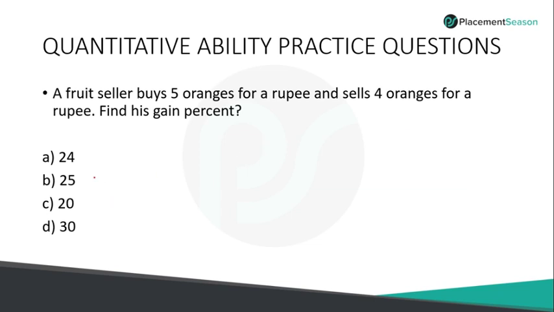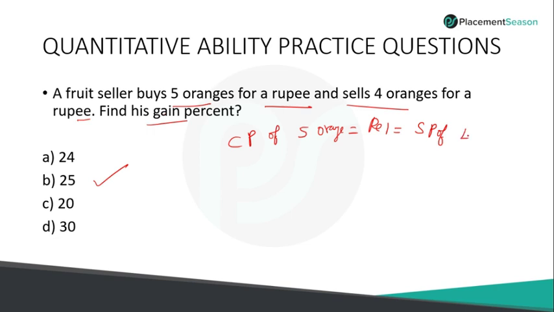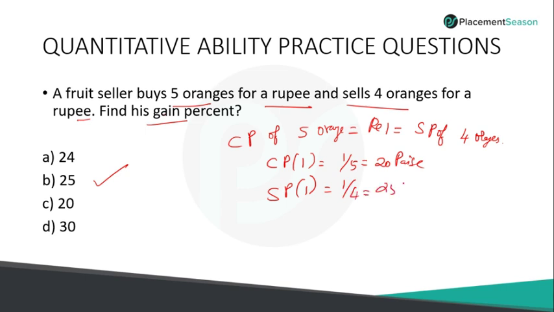Yes, the answer is 25%. Good. So now read the question very carefully. A fruit seller buys 5 oranges for a rupee and sells 4 oranges for a rupee. Find his gain percentage. So what is the cost price of 5 oranges? Which is 1 rupee. So that is equal to the selling price of 4 oranges. Clear? So what is the cost price of 1 orange? It is 1 by 5, which is 20 paise. What is the selling price of 1 orange? It is 1 by 4, which is 25 paise.